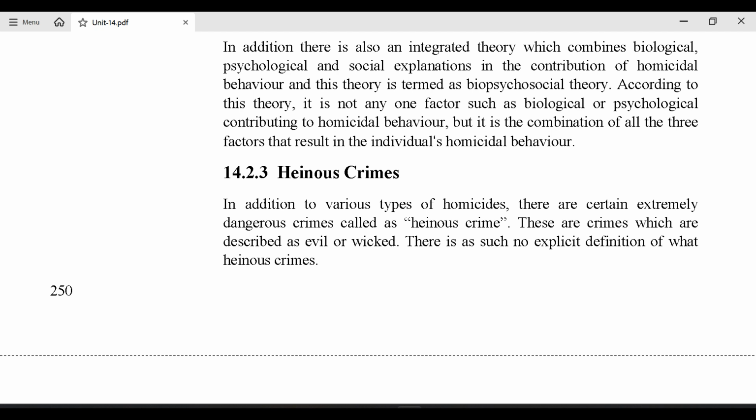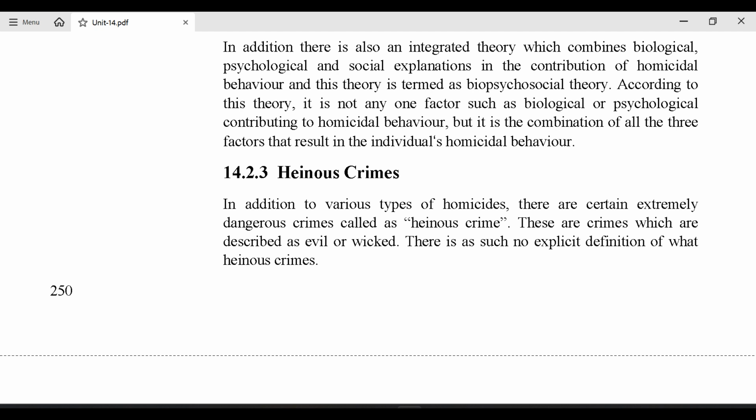In addition, there is also an integrated theory which combines biological, psychological and social explanations in the contribution of homicidal behavior, and this theory is termed as biopsychosocial theory. According to this theory, it is not any one factor, such as biological or psychological, contributing to homicidal behavior, but it is the combination of all the three factors that result in the individual's homicidal behavior.